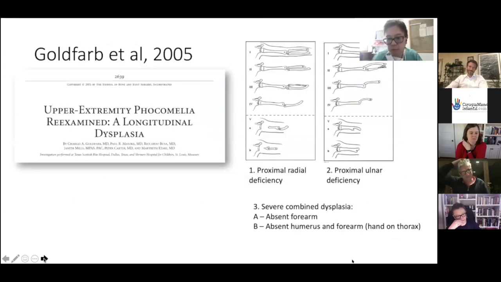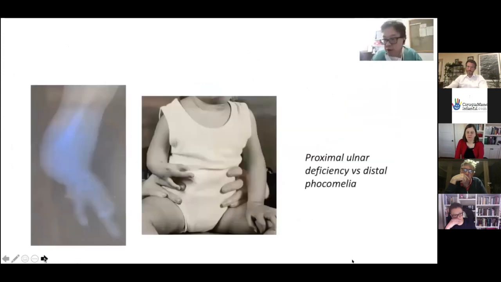I think it is a spectrum, and I found Goldfarb's classification very useful in describing the different conditions. So he described it as proximal radial deficiency, proximal ulnar deficiency, or a severe combined dysplasia, which can be divided into type A and type B. And so maybe phocomelia could be just simply a longitudinal dysplasia, and maybe we need to modify the OMT.